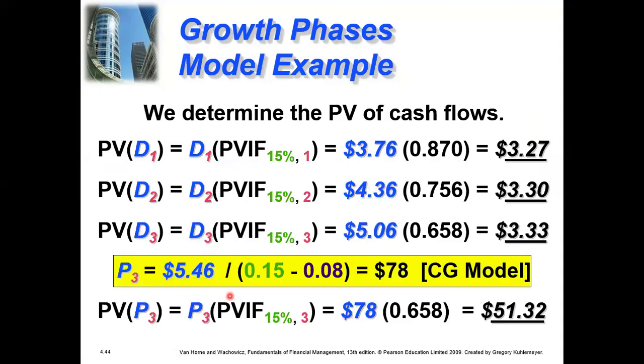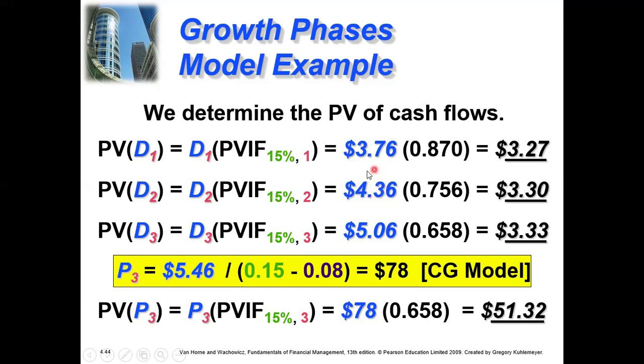How? We have already studied this concept in time value of money. So D1 was $3.76. We will take it back 1 year. This 15% is the discount rate. We will apply 15% for year 1. So we will get 3.27. We can say the present value of D1, that is 3.76, is $3.27.